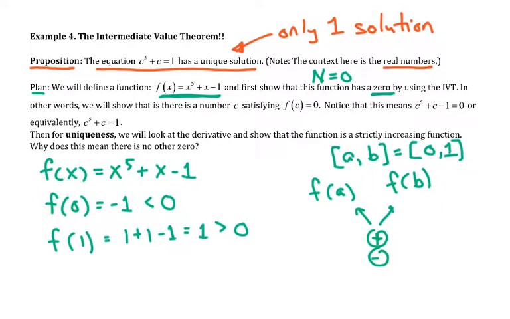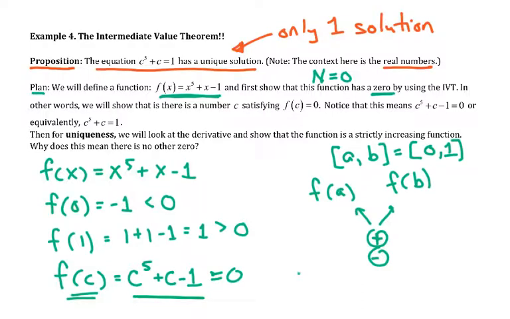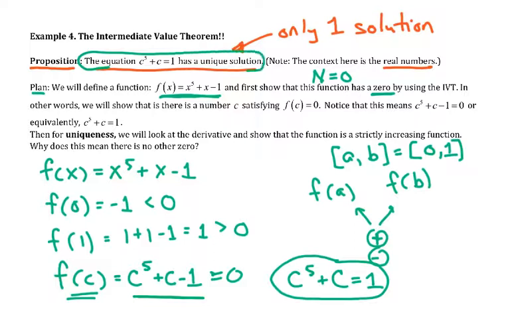Okay, and then we'll write up the proof using the intermediate value theorem. So what we have is that there's going to be some c in our interval. And what does f of c look like? It looks like this. So if we have that, we have a solution to this equation, which is what we were asked to do: find a solution for this equation.